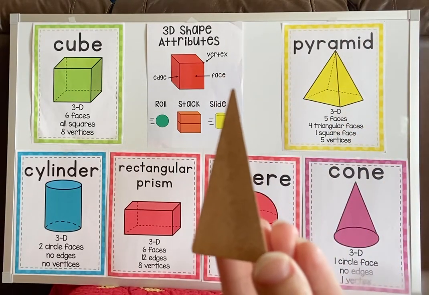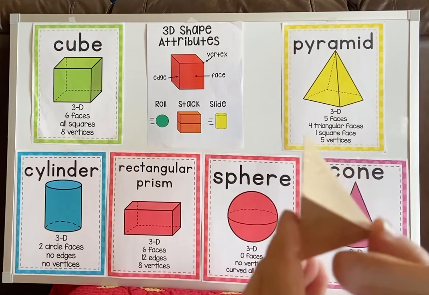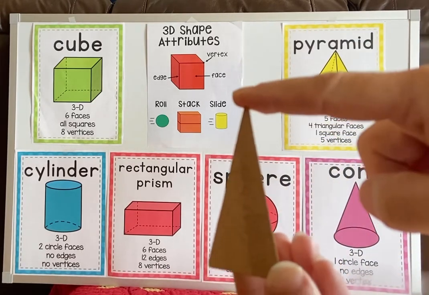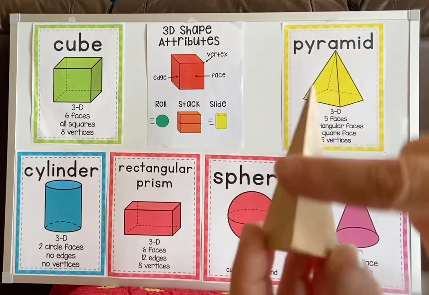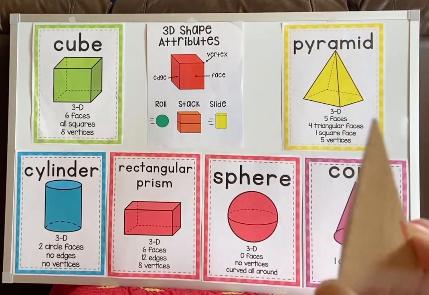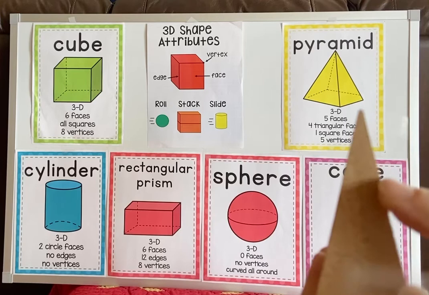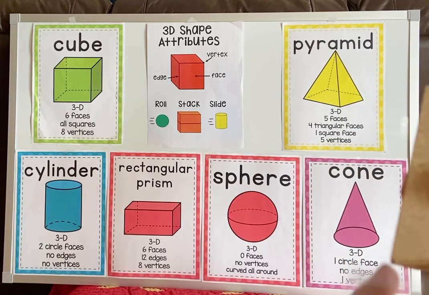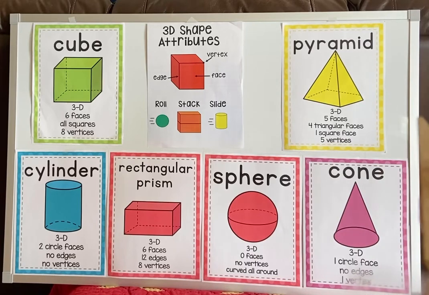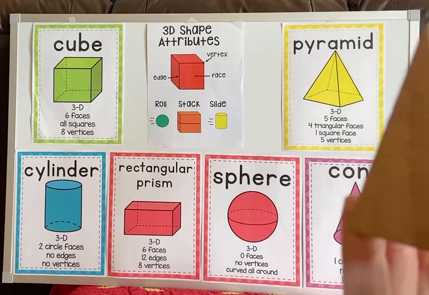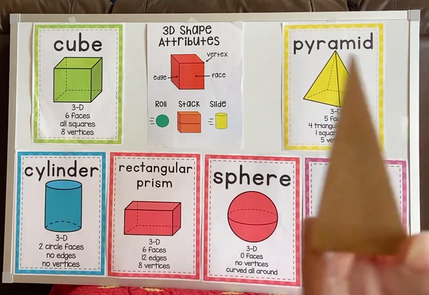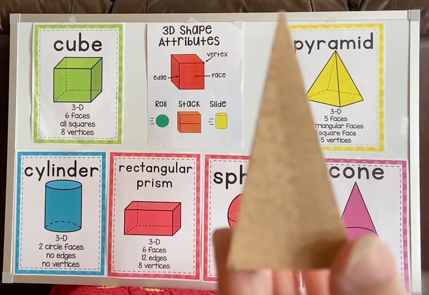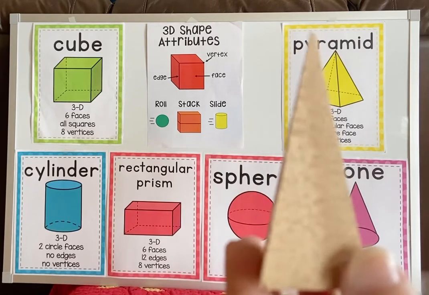It has 1 square face. It has 1 vertex at the top, and it has 1, 2, 3, 4, 5 edges, okay? Now, boys and girls, a pyramid is hard to find in my house.